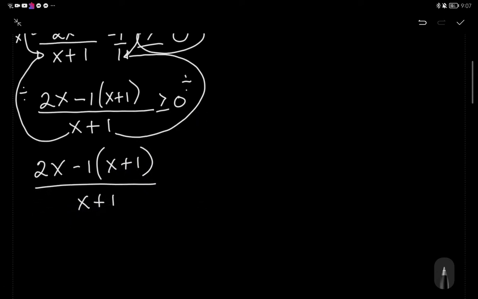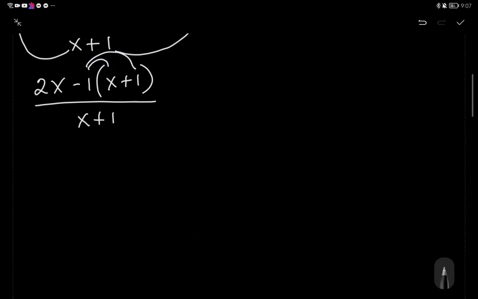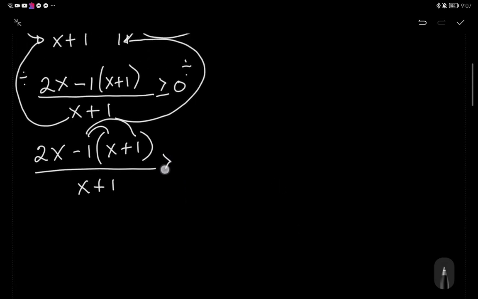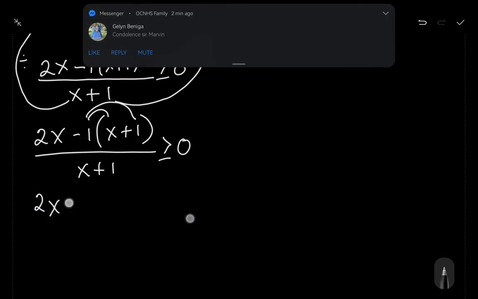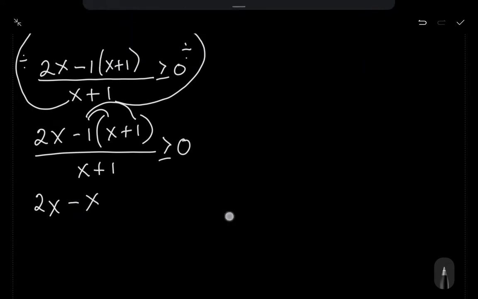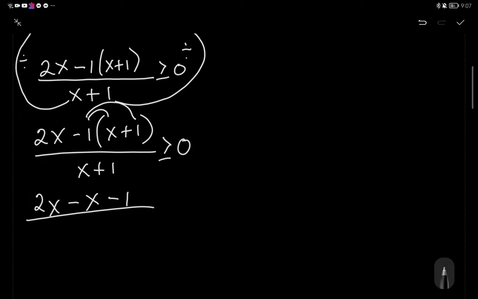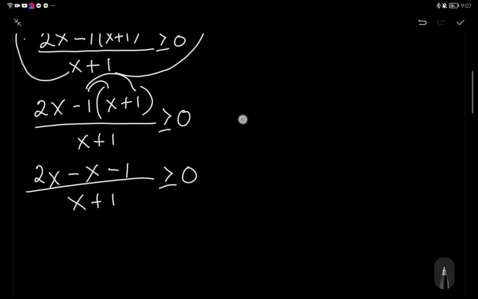Now, let us simplify this one. We are going to distribute negative 1, but do not forget the greater than or equal to 0 symbol. Now we have here 2x, negative 1 times x, that becomes negative x. Negative 1 times positive 1, that becomes negative 1 over x plus 1 is greater than or equal to 0.